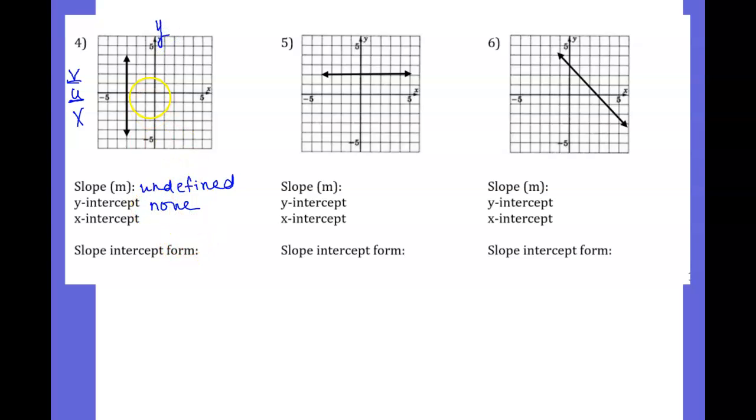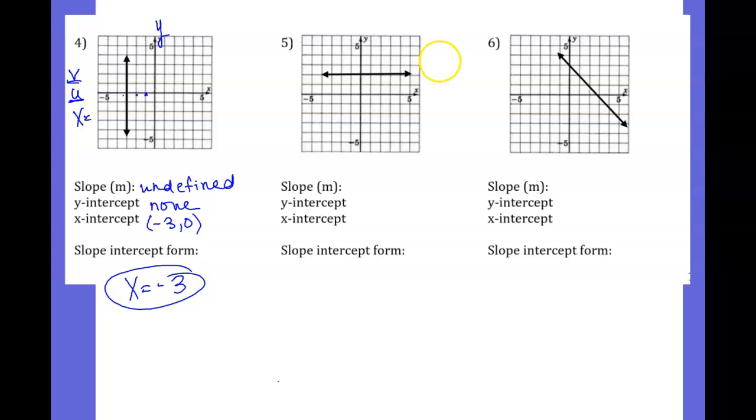And the x-intercept would be at -3, so we'll go at (-3, 0). So the equation of this line, the VUX, also tells us that it's going to begin with x equals. And since the x-intercept is at -3, there's the equation of our line.